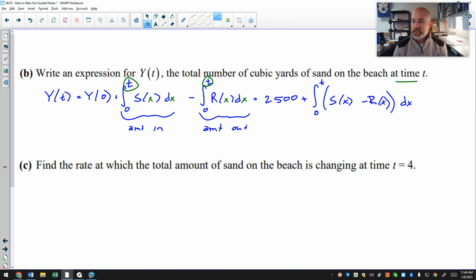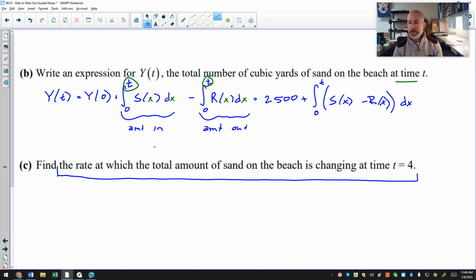Find the rate at which the total amount of sand is changing at t equals 4. All of this, everything after the word find, all of that, the rate at which the total amount of sand is changing at time t equals 4, all of that is the exact same thing as saying find y prime of 4. The overall change, and in this case, and I mentioned this earlier, the overall change is always the rate in minus the rate out, and we're looking specifically at t equals 4.